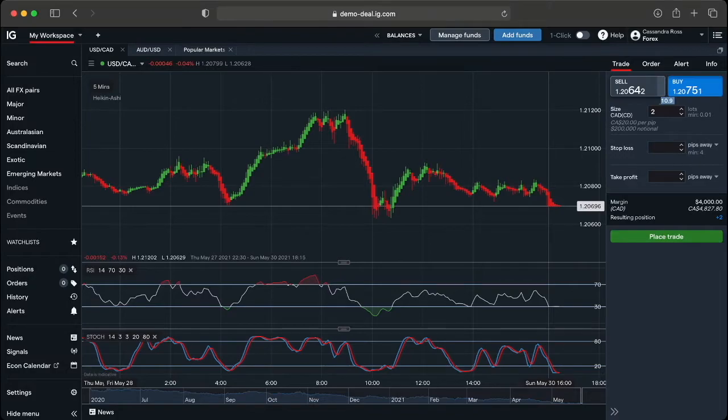Right here we have the size. Right now I have it on 2. All right, so with the sizes, instead of buying shares, you buy lots. And there are different kinds. The main one is the standard lot. That is 1, 2, 3, 4, whole numbers. That is a standard lot. That's going to be worth 100,000 units per one. And it actually breaks it down right here.